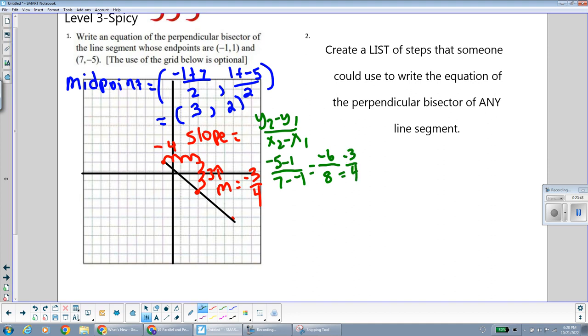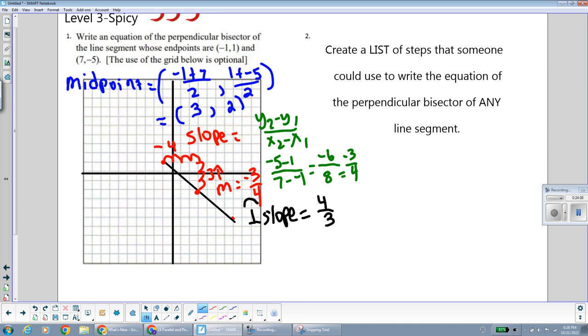Since it's a perpendicular bisector, we need the perpendicular slope, the slope of the line perpendicular to this one. So I'm going to write that down here. Perpendicular slope would be the opposite reciprocal. So we're going to flip the fraction, the reciprocal, and since it's a negative, the opposite sign would be positive.